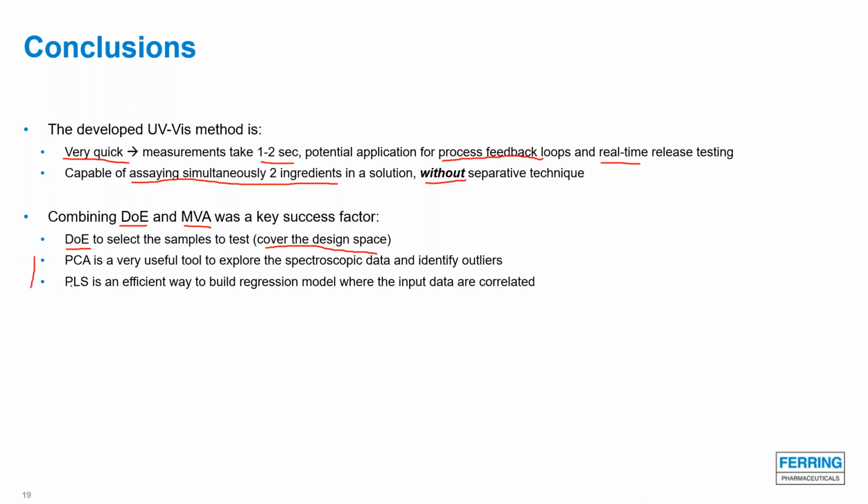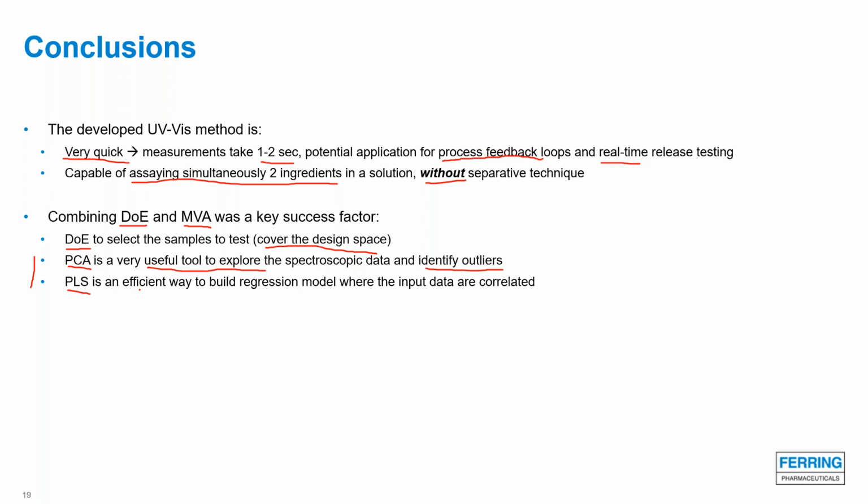And for MVA, we have seen that we have used 2 tools, principal component analysis and PLS, partial least square. PCA is a very useful tool if you want to explore the spectroscopic data and identify outliers. This is, in my opinion, a key success factor to do before jumping into the actual regression. It's always good to look at the data before doing these type of regression.